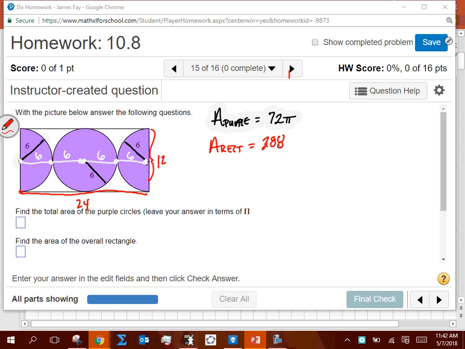So now, if I want to know the probability of landing in the purple, it would be the likelihood of landing in the purple divided by the likelihood of landing anywhere, right? And anywhere would be the area of the rectangle. So we got 72 pi divided by 288. That would be that third question throughout the problem down there that I have to scroll to. Does that make sense?